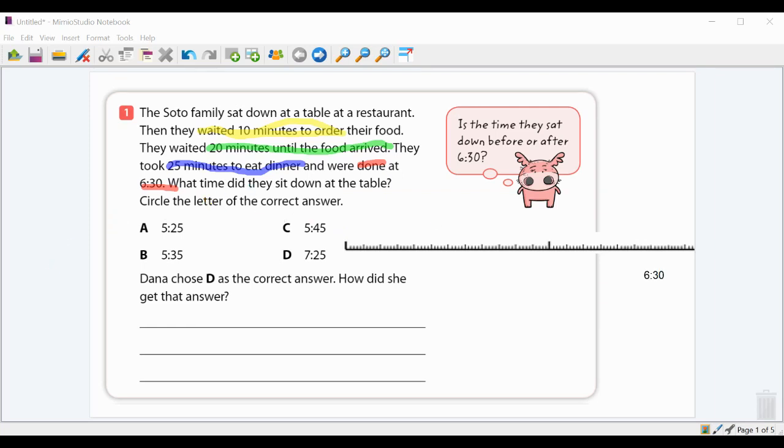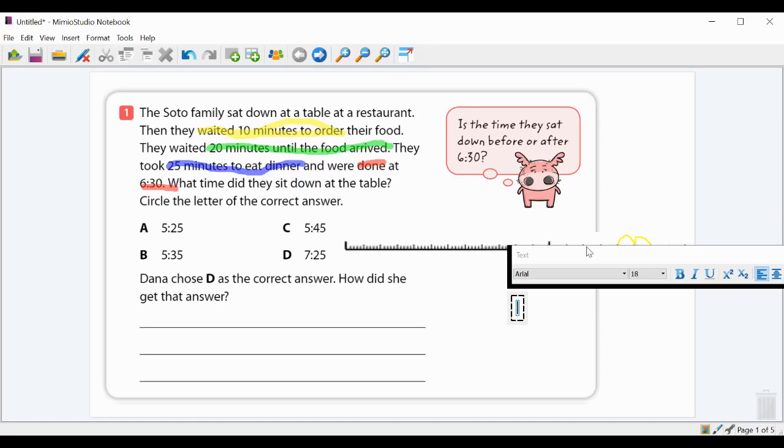And I would say, the way this number line that I found works, each one of these bigger tick marks is an hour, and each one of these is 5 minutes. So 5, 10, 15, 20, 25, 30. So that's where 6:30 would go. They waited 10 minutes to order food, so we need to go back 10 minutes. So 5, 10. So what time would that be? Well, if we take away 10 minutes from 6:30, that's going to be 6:20.